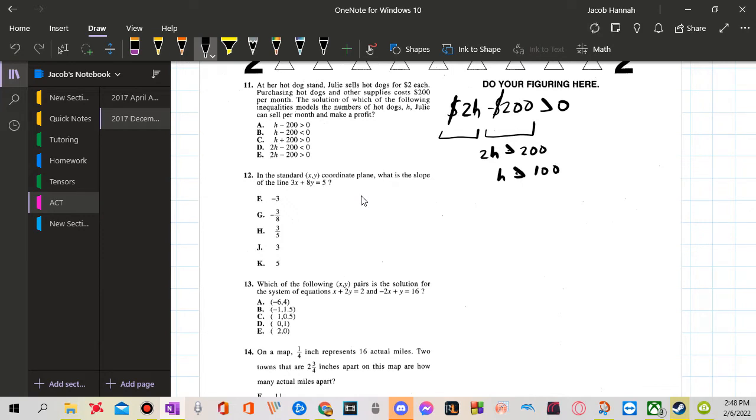Okay, so if she sold 101 hot dogs, then this would hold, and any other hot dogs beyond that. So yeah, this is the equation that you want. So $2 per hot dog minus $200 in supplies is greater than 0, because you don't want to do all this and make no money in a successful business. So okay, $2 times hot dogs minus supplies, that's not the one we want, this is the one we want.